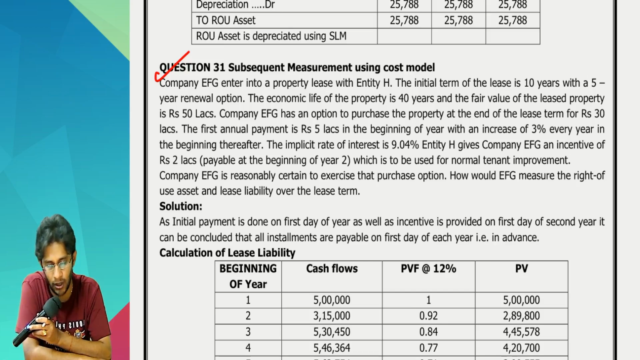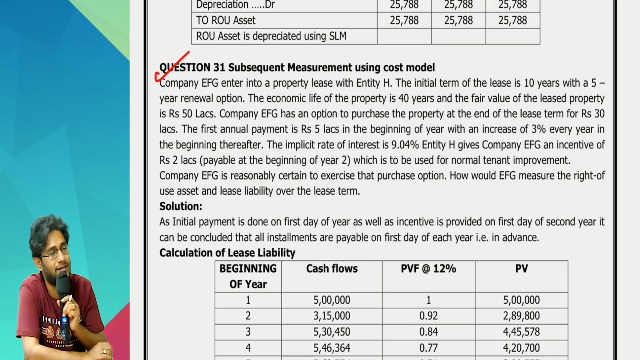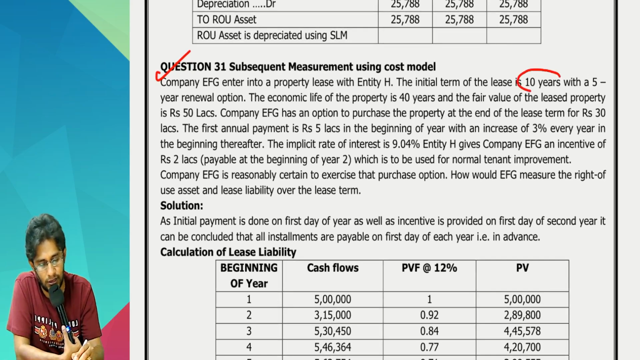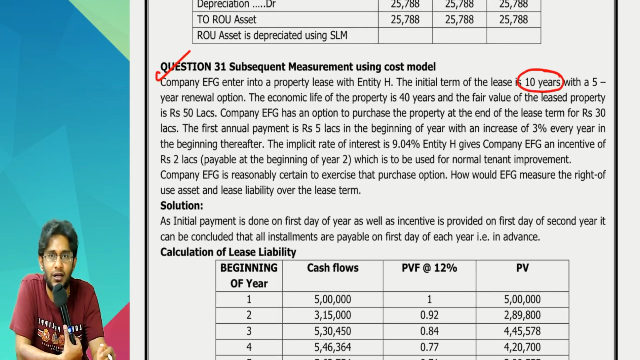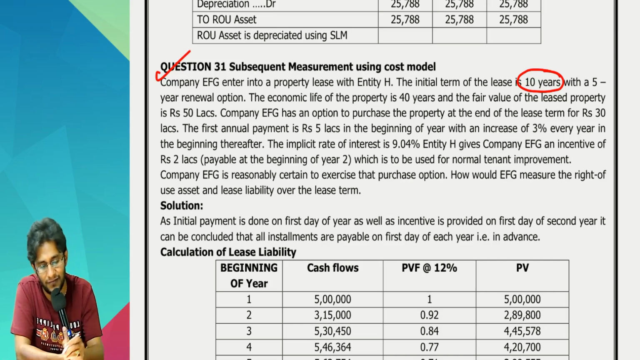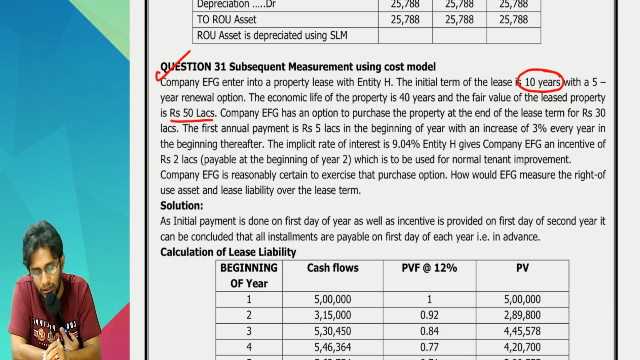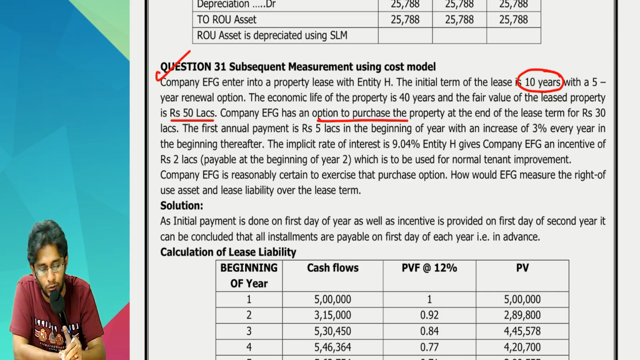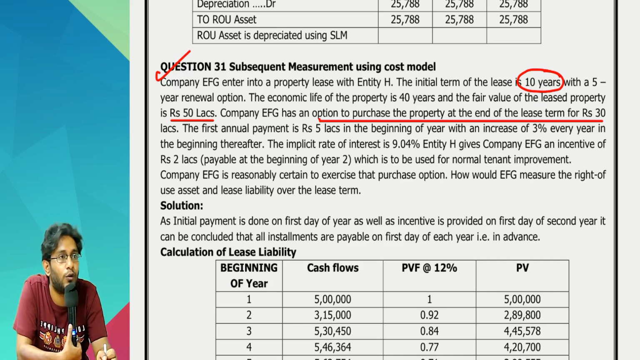Company EFG has an option to purchase the property at the end of lease term for 30 lakhs. What is he trying to say is, your lease term is how many years? 10 years. After 10 years, the asset's value is going to be 50 lakhs. But you have an option to buy the property at the end of lease term for 30 lakhs. What do you feel? The option is likely to be exercised.